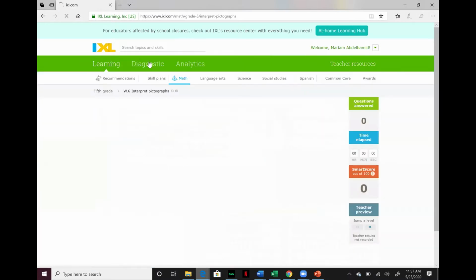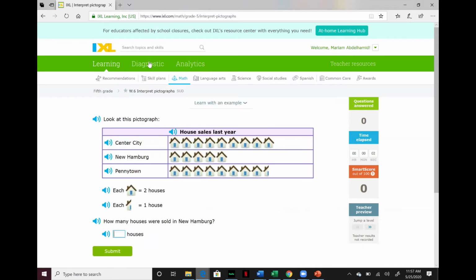So again, the first IXL skill is SUD, which is interpreting pictographs. Again, each picture represents a certain number of units or responses. And typically this is given to you as a key. So you can see here the key says each house is 2 houses and each half house is 1 house. So it says how many houses were sold in New Hamburg.